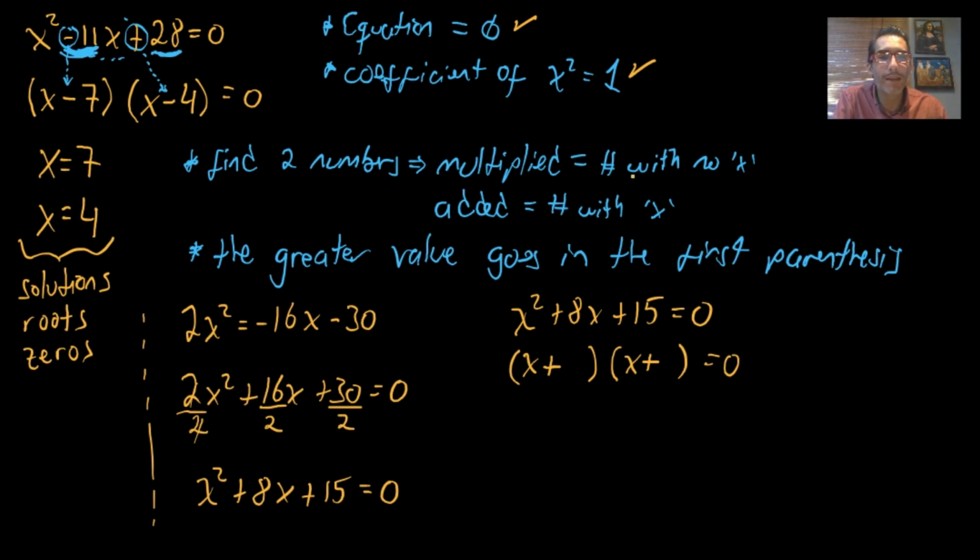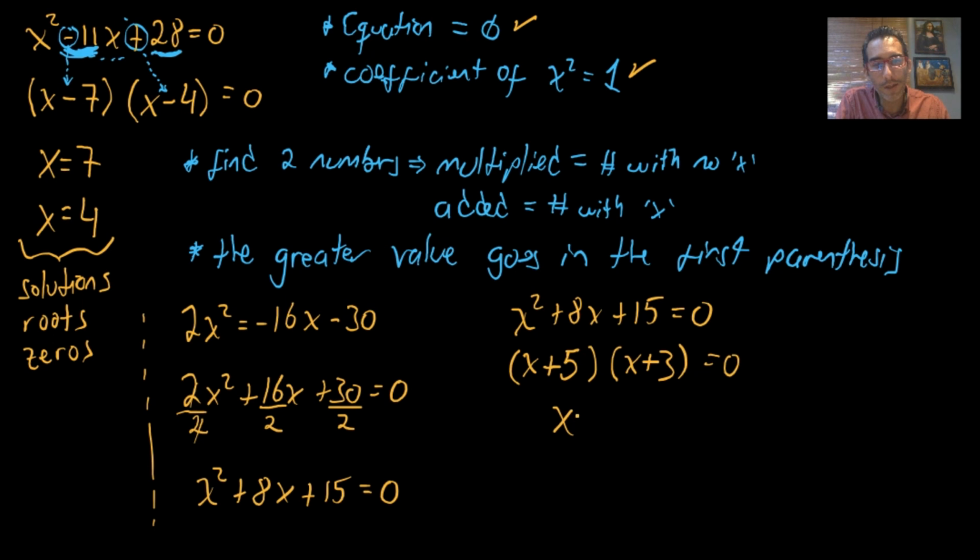Two numbers, in this case. Find two numbers that multiply to give you the number with no x. In this case, the multiplication must give me 15. And two numbers that when I add them give me the number with the x. In this case, 8. I can think quickly that the numbers should be 5 and 3. Again, the greater value goes in the first parenthesis, so here goes 5, and here will be 3. Let's confirm. 5 times 3, 15? Yes. And the addition, 5 plus 3 is 8. Check, so I comply, and that's it.